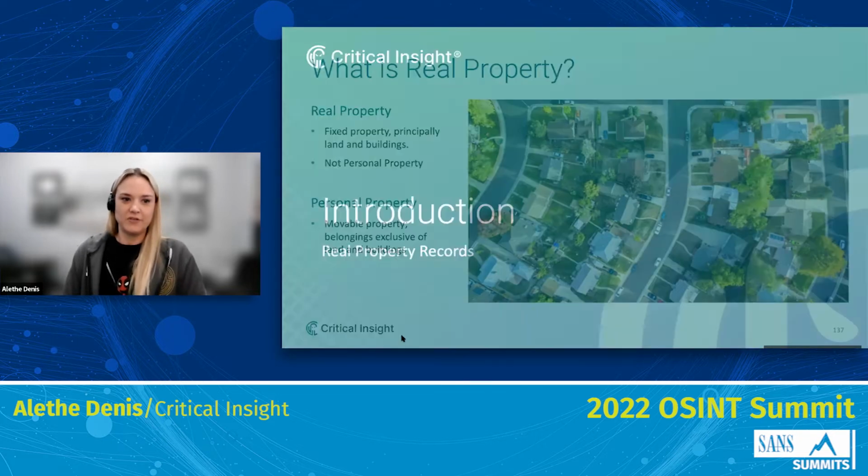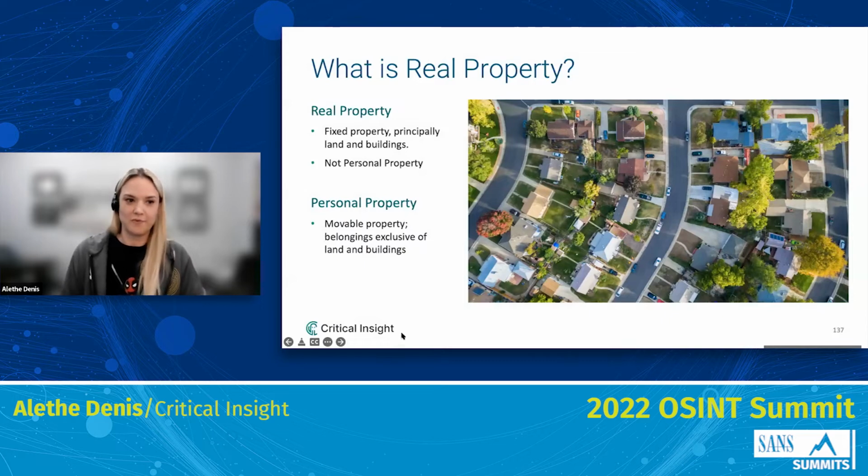All right, so introduction. What is real property? Real property means any property that is fixed to a piece of land. It is not personal property like boats, cars, airplanes, trains. All that stuff is considered personal property. We're talking about actual land that may or may not be improved with structures like buildings.